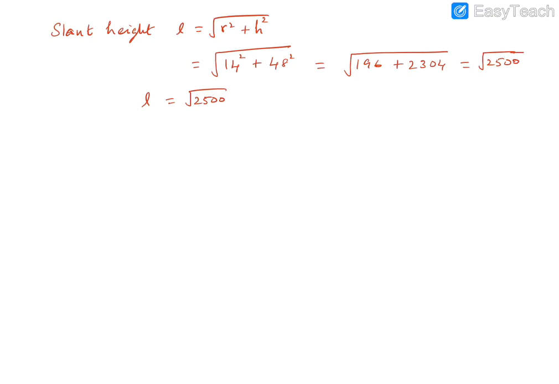So it's basically we can write this as square root of 50 into 50, and we have seen the process of square root. When we have two same numbers under the square root, we can take them out of the square root and get rid of the square root and keep the number only once, right? So the value of the slant height L is basically 50 centimeters. Okay, so we have now calculated the slant height of the cone as well. That's the second part of the question.